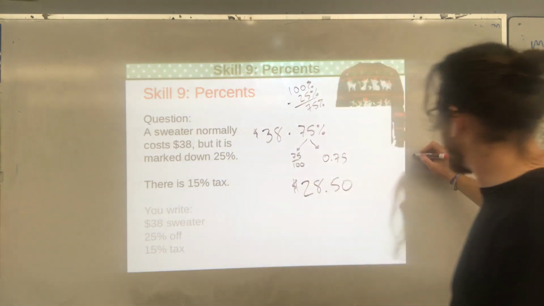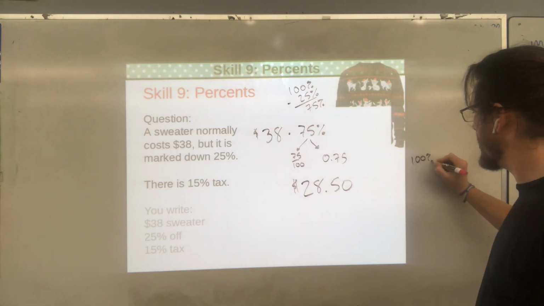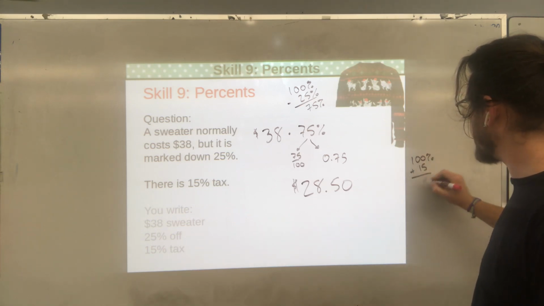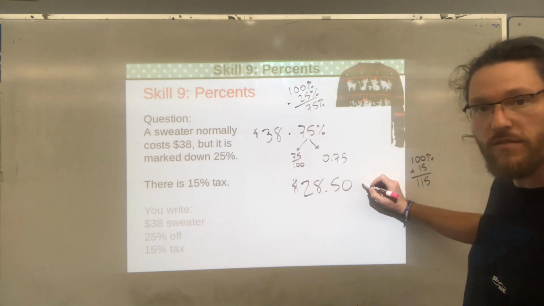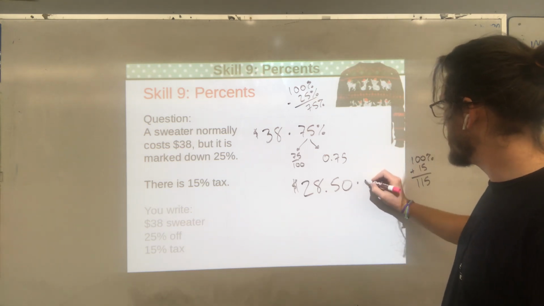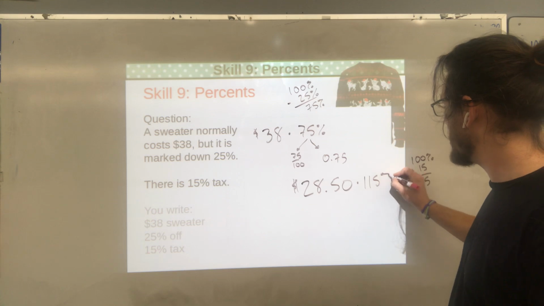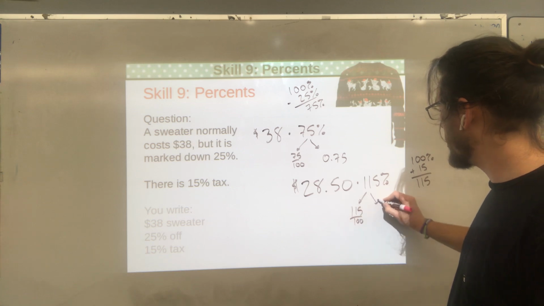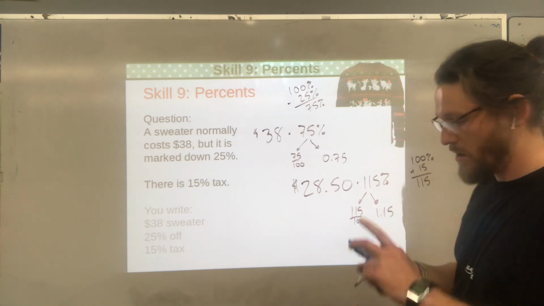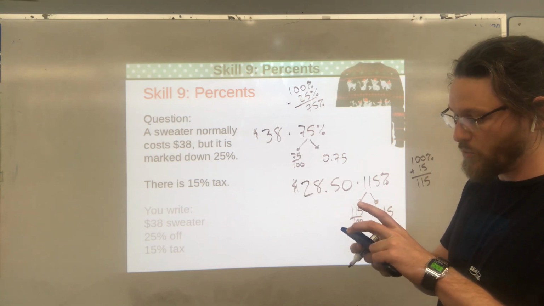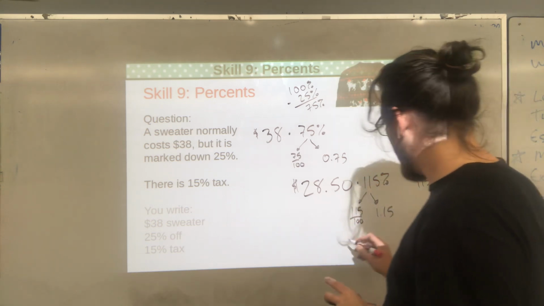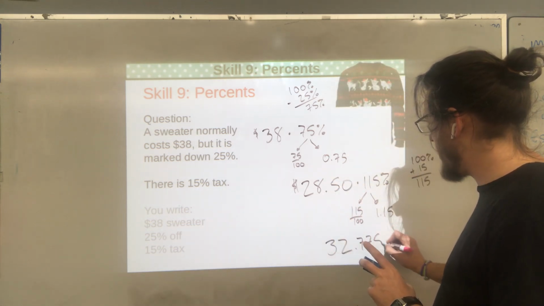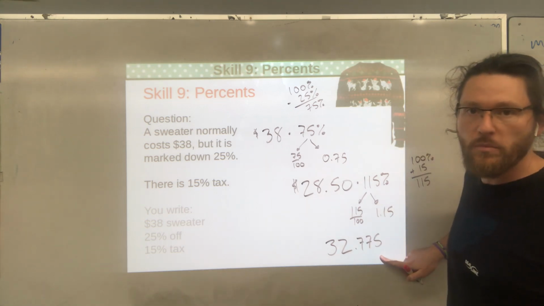or we can just think, okay, I already have to pay 100% of this new price, right? And then I'm adding in a 15% tax. I'm paying 115% of this. So I have to multiply this number times 115%, and I can do this the same way as before, 115 out of 100, or as a decimal, 1.15. If I just take this number I had before and multiply it by 1.15, I'm going to get 32.775 on my calculator.